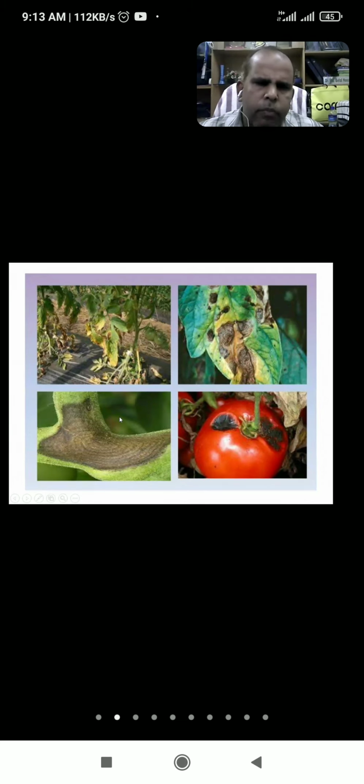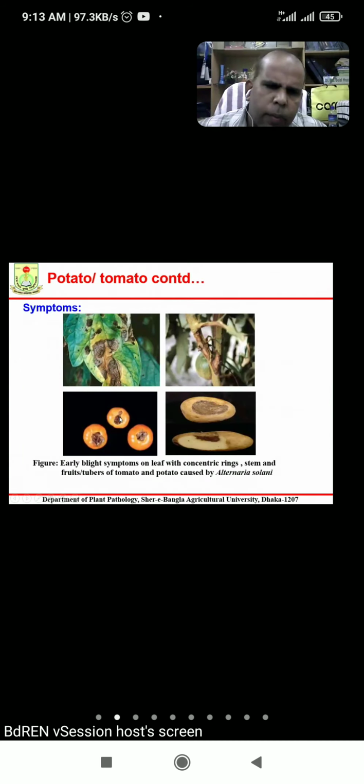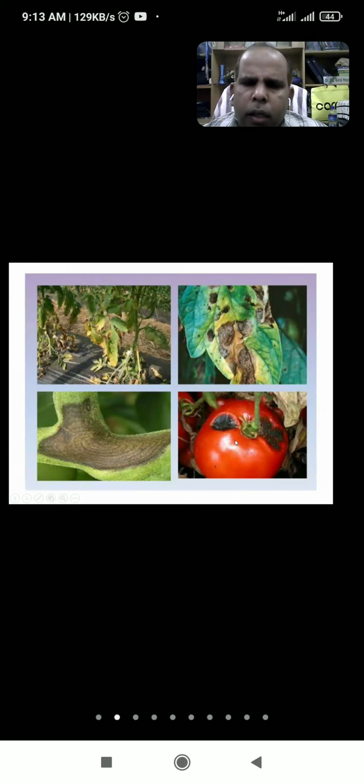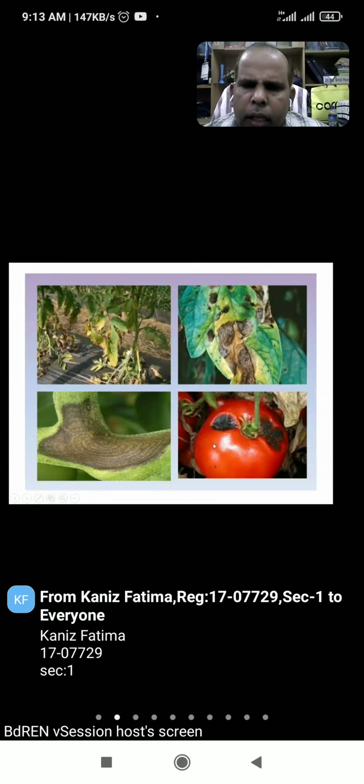Okay. And the pathogen can also attack the fruit of the tomato, and that is very clear in this picture as well. On the skin of the fruit, there also appears a dark brown to gray lesion.